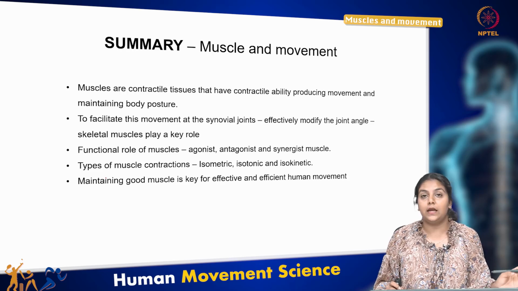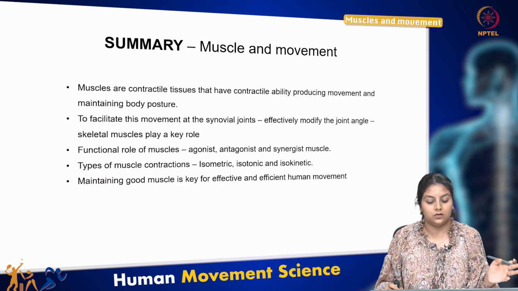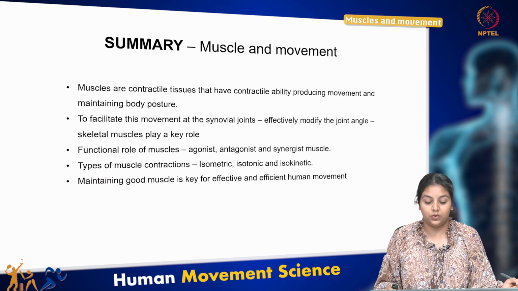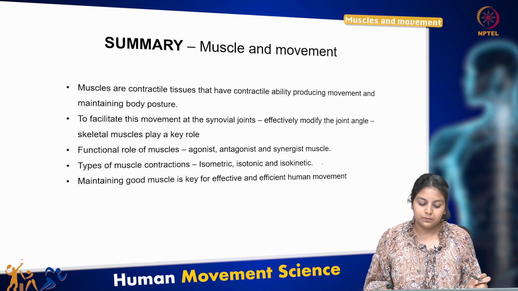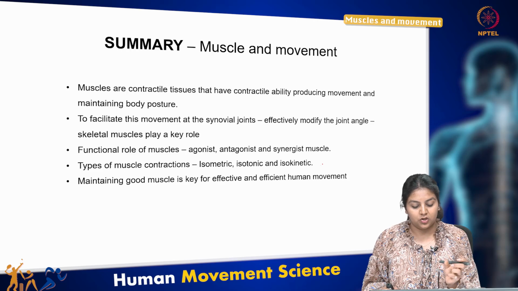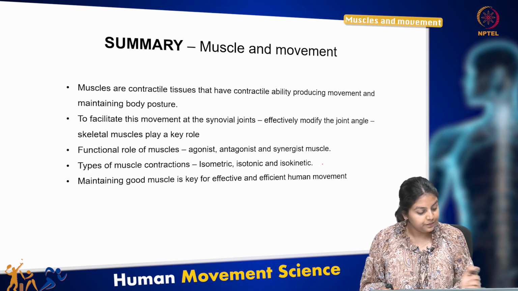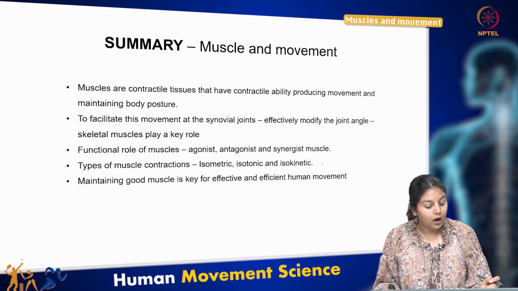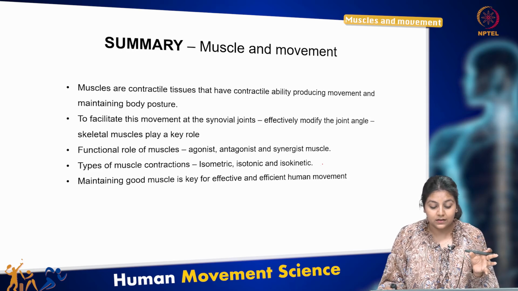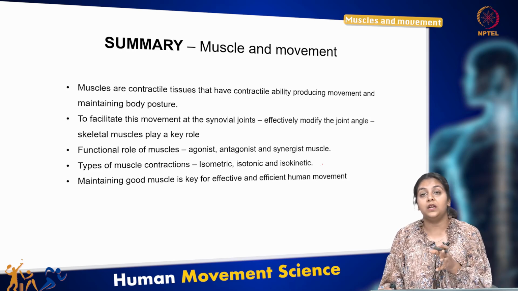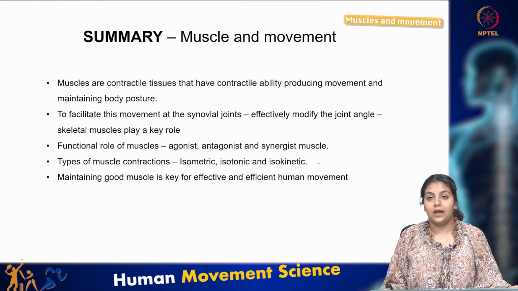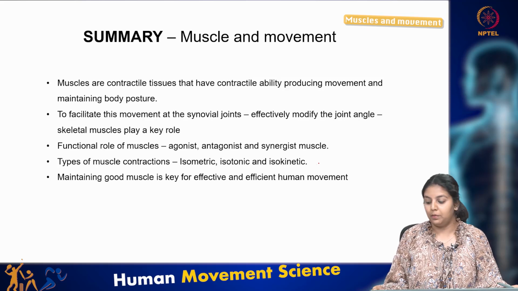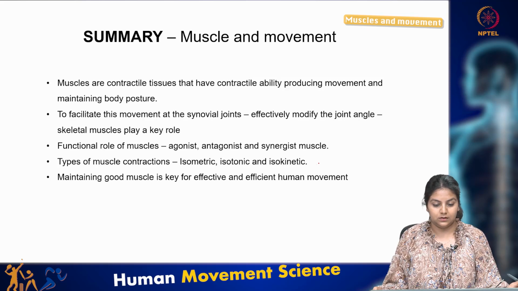We've looked at types of muscle contractions like isometric, isotonic and isokinetic, and examples of different sporting skills where these contractions are key. We've also looked at how maintaining good muscle health is important for effective and efficient human movement, and some of the common injuries that happen due to micro damage to the muscle.